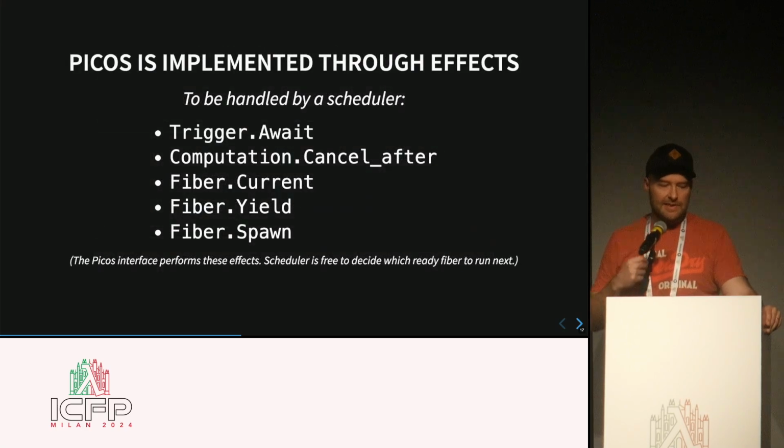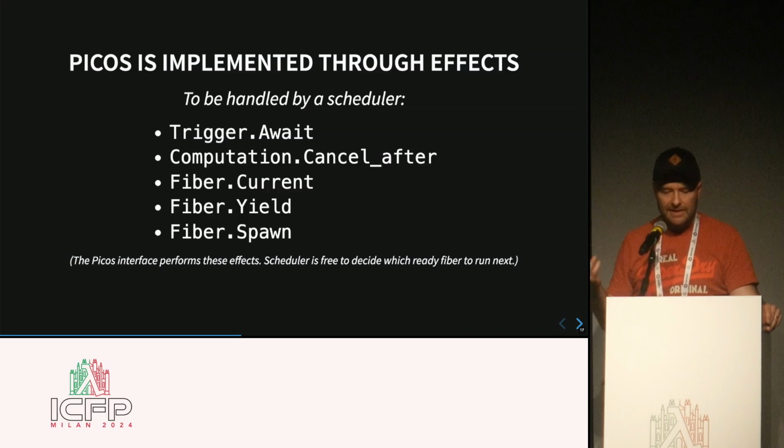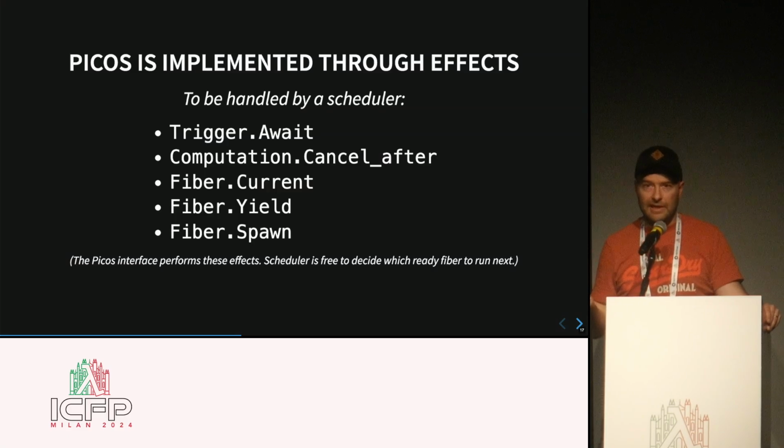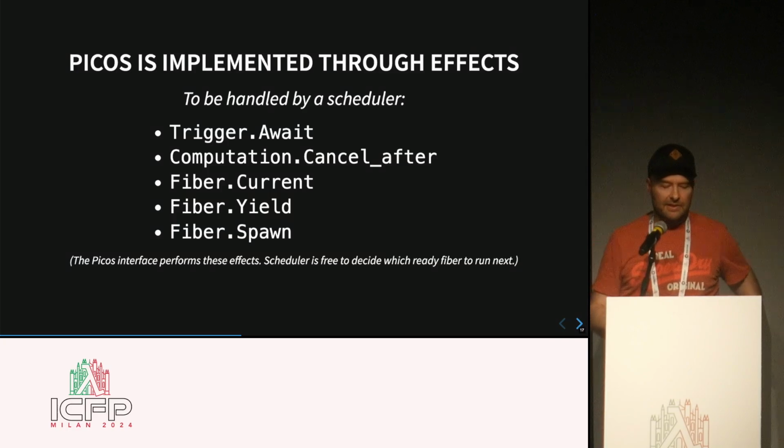And all of this is implemented partially, so it's like an abstract class, and the way the missing things are implemented is through effects. So we have these 5 effects: await, cancel after, current, yield, and spawn, and these are to be implemented by the scheduler. And one of the contracts here is that the interface does not dictate which fiber to run next. So after any effect, the scheduler can decide which ready fiber to run next.